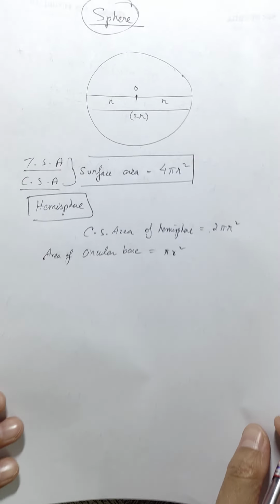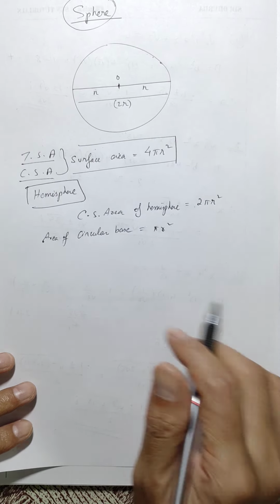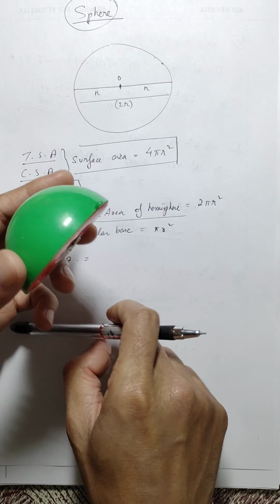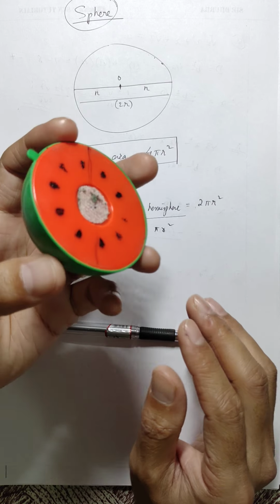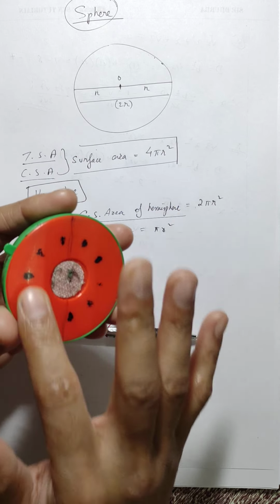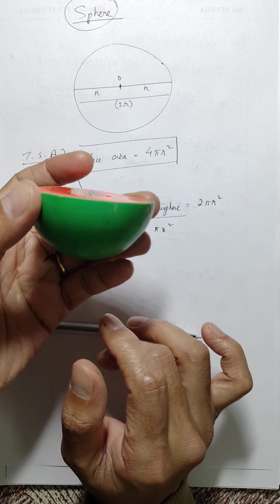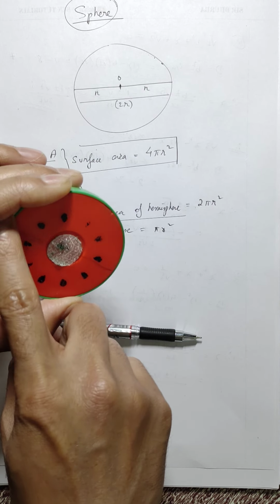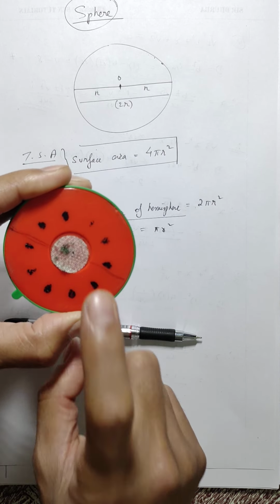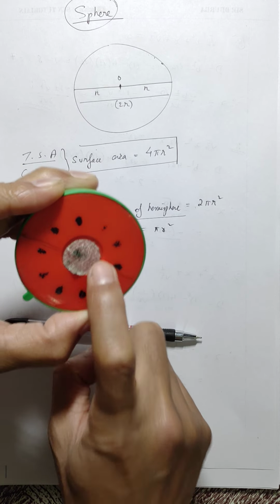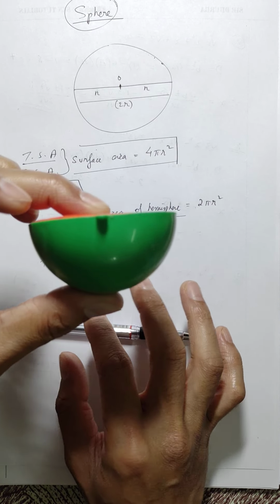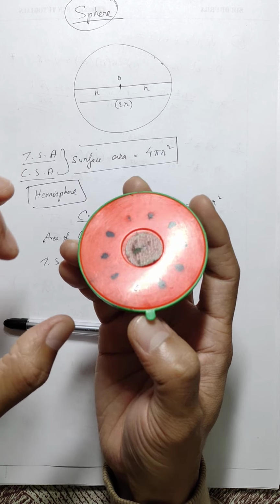So in a solid hemisphere we will have two surfaces. One is, as I mentioned, the curved surface area, the curved part, and the other is the total surface area. If it's an empty hemisphere, like a soup bowl, then this part will not be there. In that case, for a soup bowl, we will have only the curved surface area because this part will be open. But if you talk of a solid hemisphere, then we will have this circular part also. So for a solid hemisphere we will have two surfaces: one is the curved surface area, the other is the circular part.